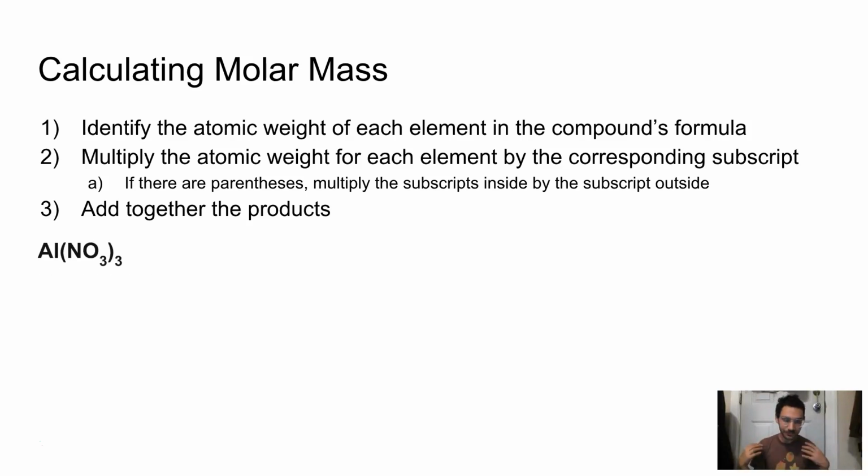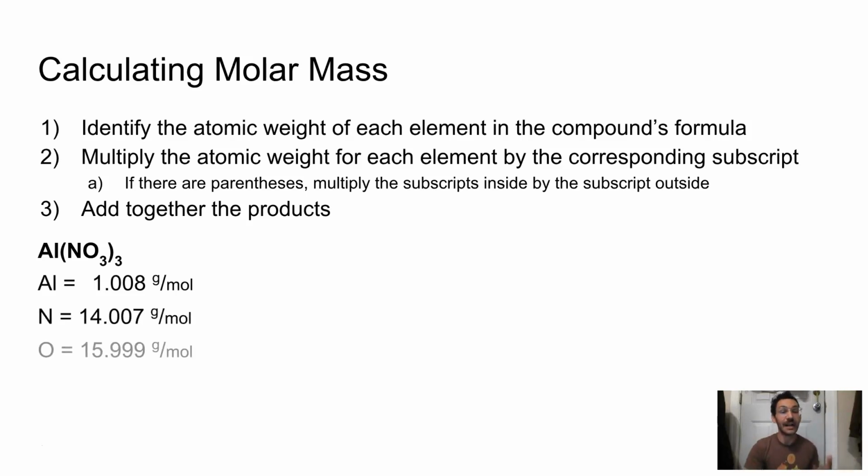So here we have aluminum nitrate. And why don't you pause the video and try calculating this dude's weight on your own? Or atomic mass, I should say. Molar mass. Molar mass, Jake. Molar mass. Anywho, pause the video. You tried that out. Let's go through it together. So we need to get the atomic weight for each of these elements. So aluminum, nitrogen, and oxygen.